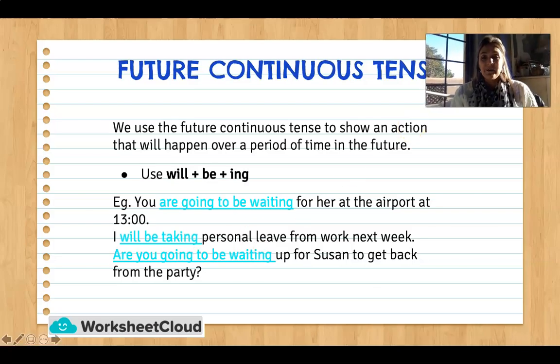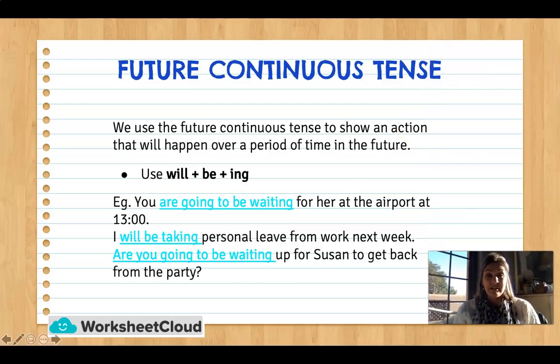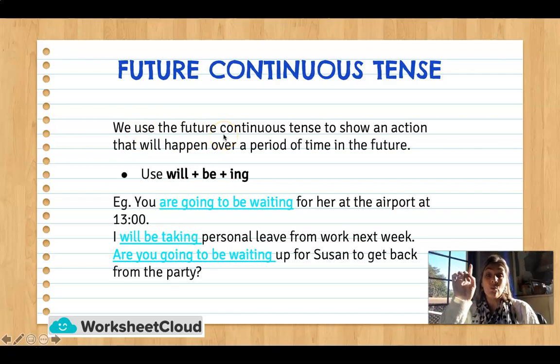Right. Now we're going to take a look at future continuous tense. And you've guessed it. It is the same rule. You've got to use the verb to be, which in the future tense is will be plus ing. Good. So we use the future tense to show an action that will happen over a period of time in the future. So example, you are going to be waiting for her at the airport at 1 o'clock. I will be taking personal leave from work next week. Are you going to be waiting up for Susan to get back from the party?